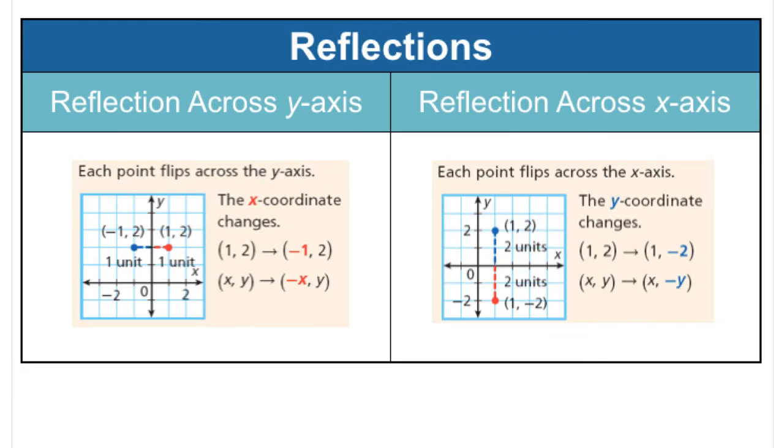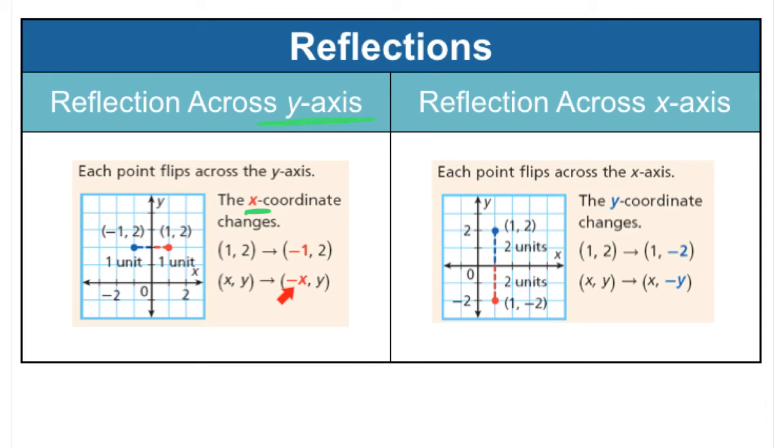In this table, we're summarizing reflections. When you reflect across the y-axis, we'll talk about that one first, that's when the x-coordinate changes. And again, use the visuals, use the graphs to help you see this. If I reflect across the y-axis, my y value is staying the same. It's at the same level horizontally, but my x value is changing. It's becoming its opposite. And so that's what they're showing here.